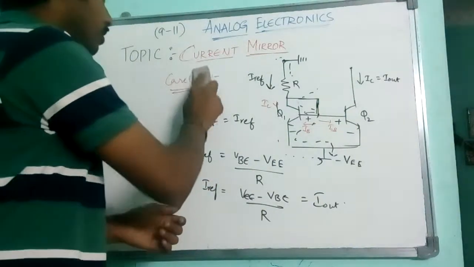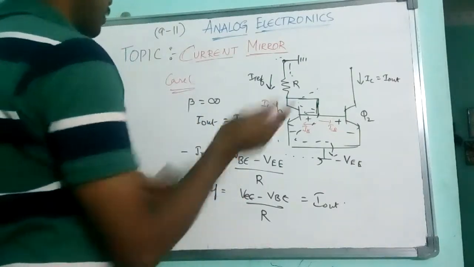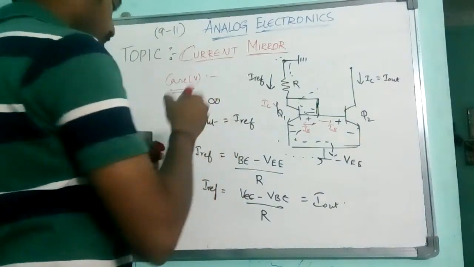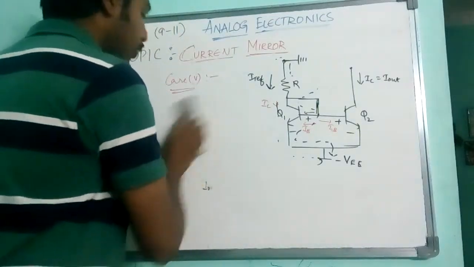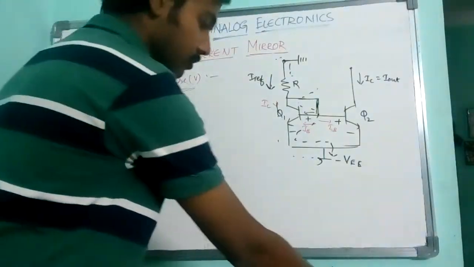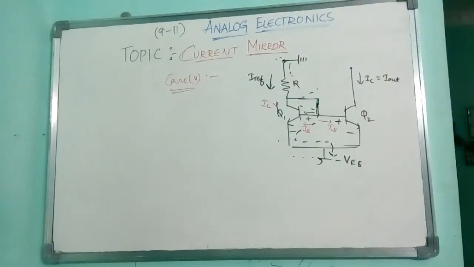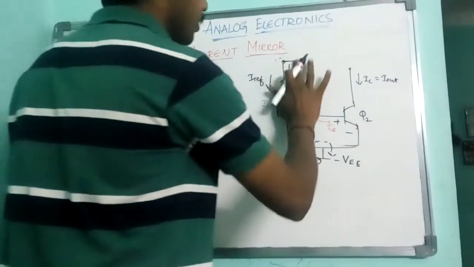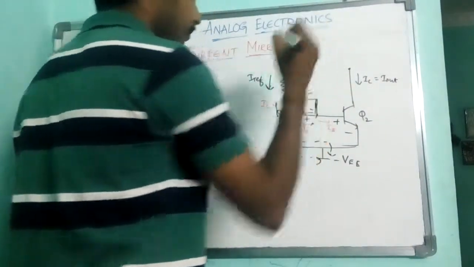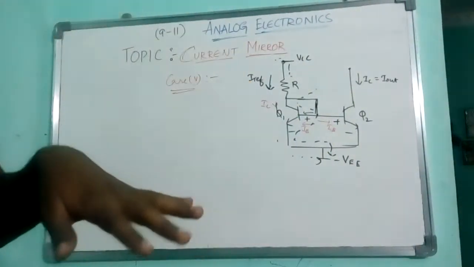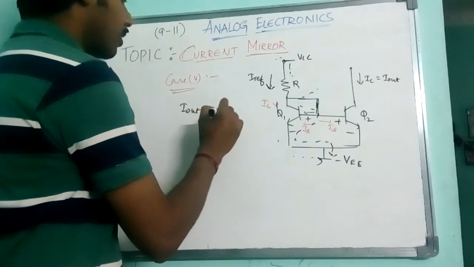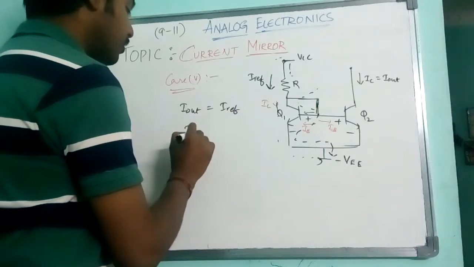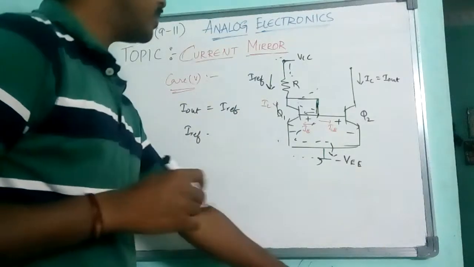Next, we have case 5. Similar kind, but here in the next case we apply VCC and VE. Here I am applying VCC, here it is VE. The same question. Now what happens? Again, I out will be the same, I reference only. But what is that I reference? That is important.